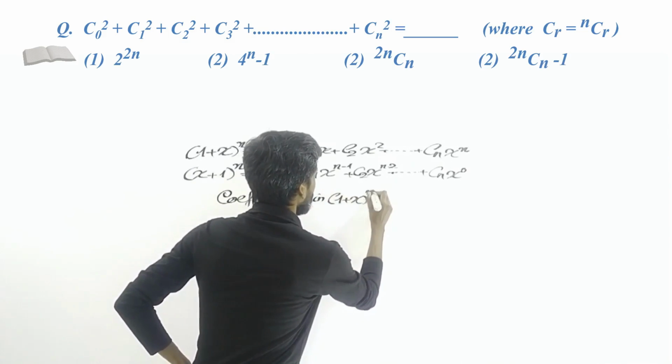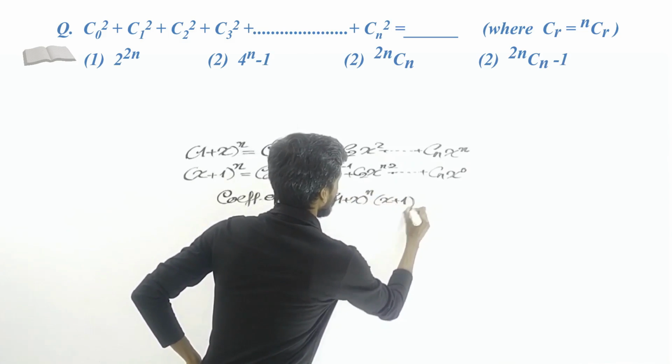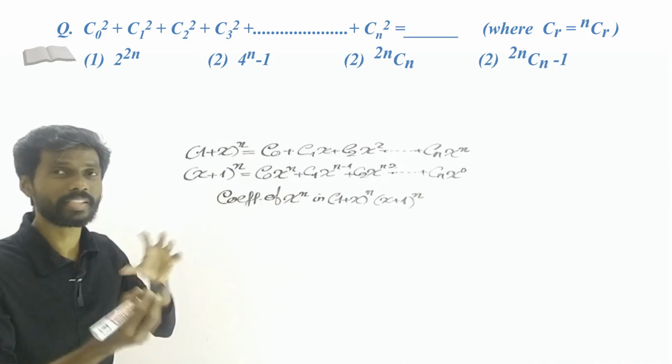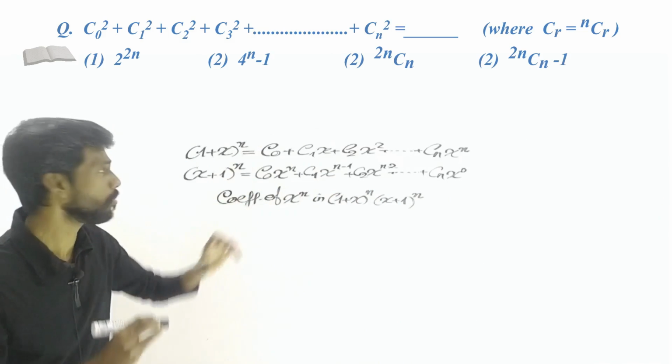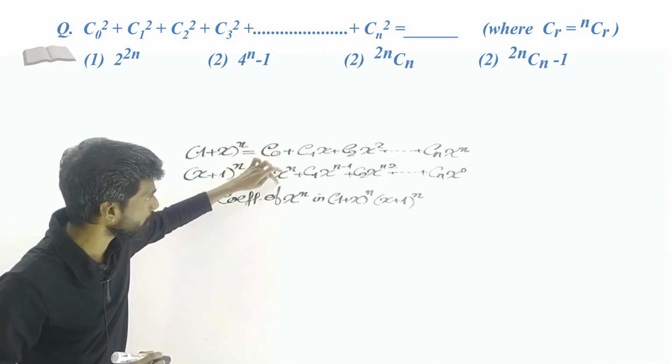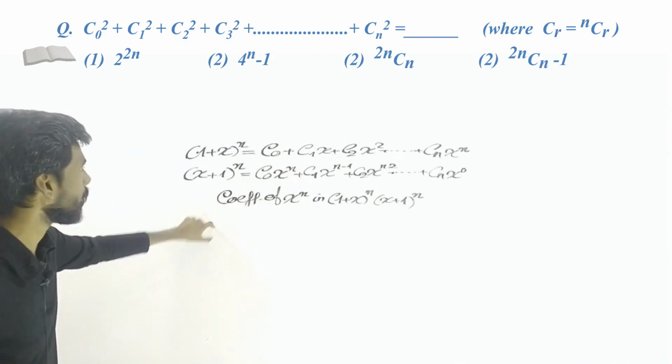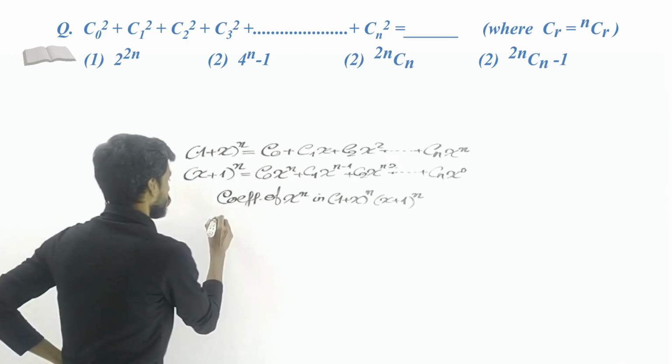So our required answer is the coefficient of x to the power n in 1 plus x to the power n multiplied by x plus 1 to the power n. Obviously we can't write all the terms of the multiplication separately. Directly we will write only those terms which have x to the power n: this multiplied by this multiplied by this. So let us do this multiplication. So we get C0, C0.